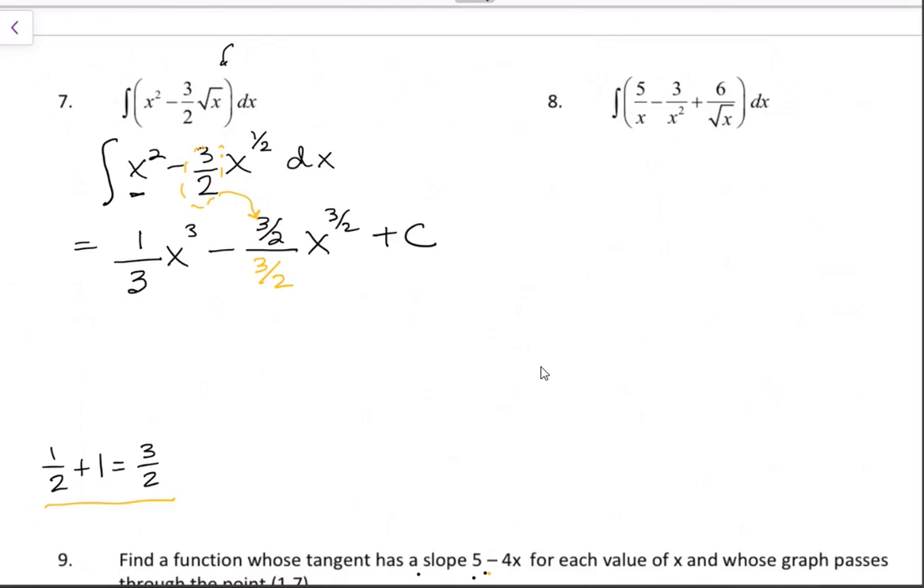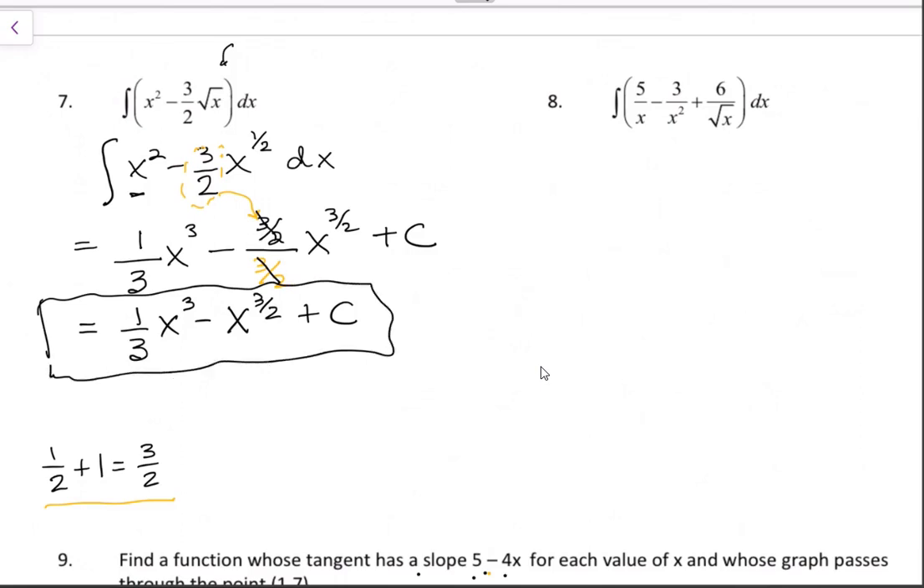So I can clean up that second coefficient and have my answer as 1/3 x cubed. Now the nice thing is, even though these are fractions, anything divided by itself is equal to 1. So my coefficient is 1, -1, x to the 3/2, and then plus c. So that's what my final antiderivative would be. Okay, one more.